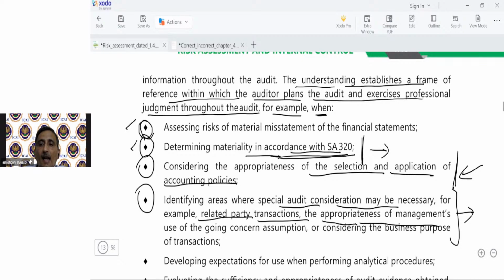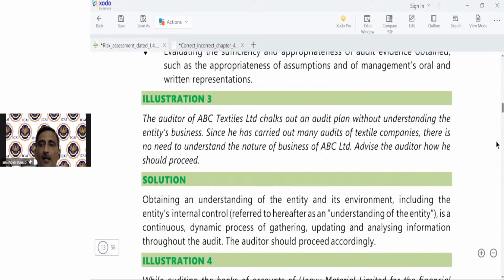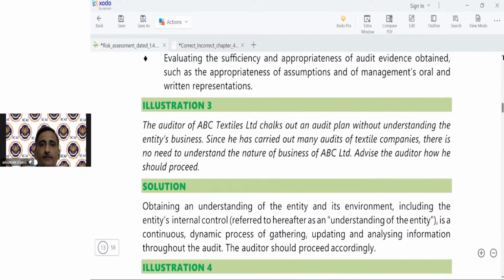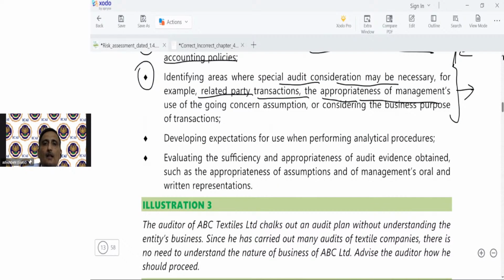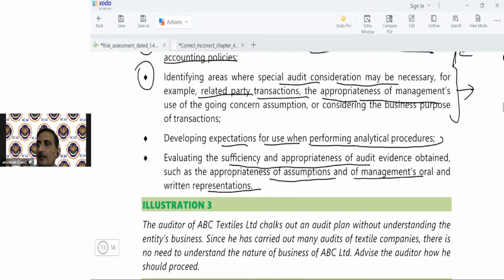Okay, and it also helps in developing expectations for use when performing analytical procedures, and evaluating sufficiency and appropriateness of audit evidence, such as appropriateness of assumptions and of management's oral and written representations. Okay.